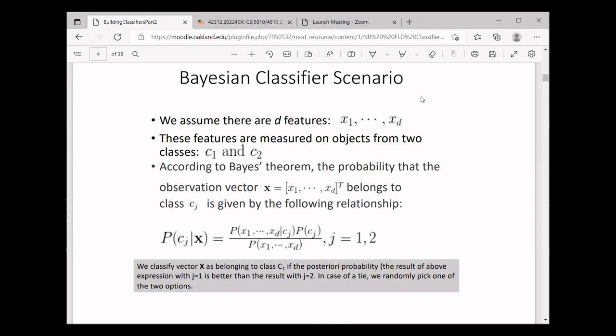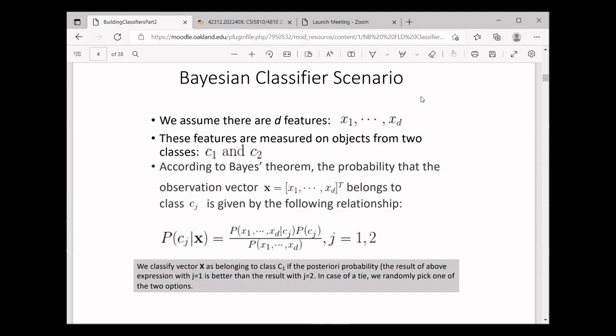And if C2 has a higher posteriori probability compared to C1, then you are going to go with C2. All right. So that is basically what the simple Bayesian rule is. So we classify vector x as belonging to class C1 if the posteriori probability, which is the result of this calculation, is better than the posteriori probability for class 2.